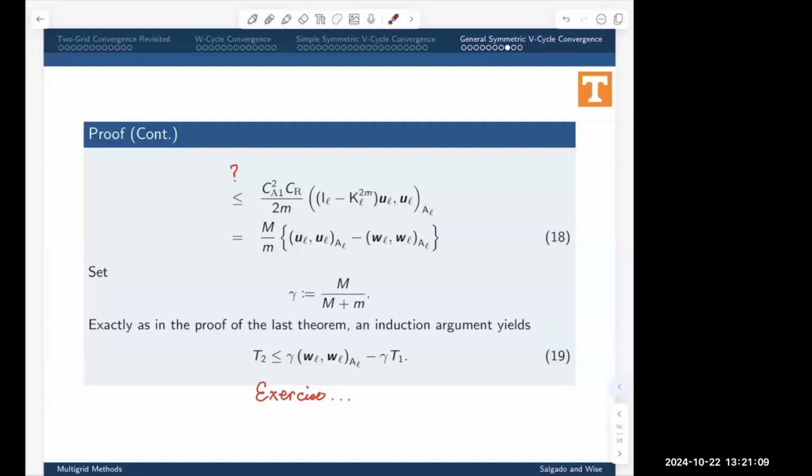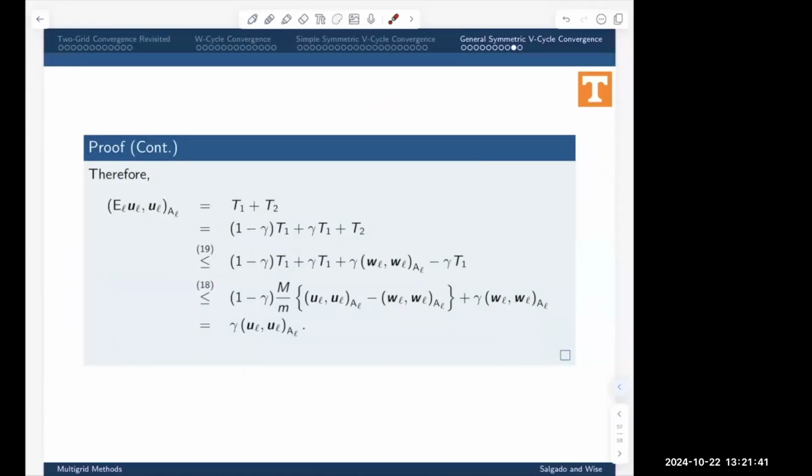To show that exactly the same steps that we employed in the proof of the symmetric V-cycle convergence, the simple version, can be used in the general version. To show that T2 is less than gamma times this quantity, which is the quantity that involves the smoothing matrix, the error transfer matrix for smoothing, minus gamma times T1. And if that's true, then you can put these two facts together pretty easily.